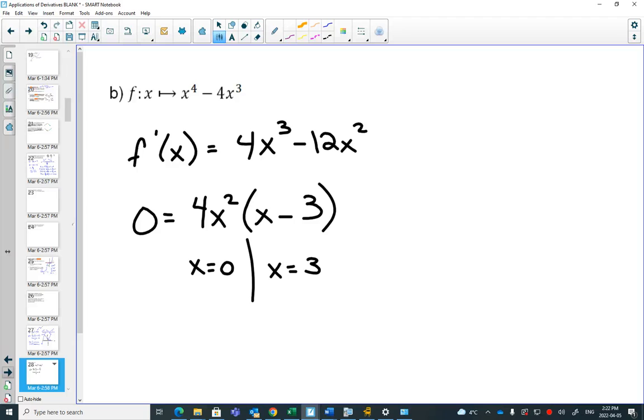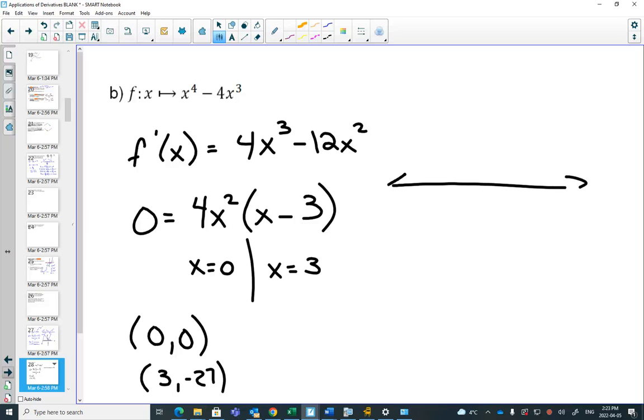So you get x equals 0 and x equals 3 as our two solutions. So we know if I plug in 0, which happens to be 0, 0, and if I plug in 3, 81 minus 108, negative 27, good. We're going to find out if those are maxes, mins, or stationary points of inflection. The values that we're going to put on our number line are 0 and 3.